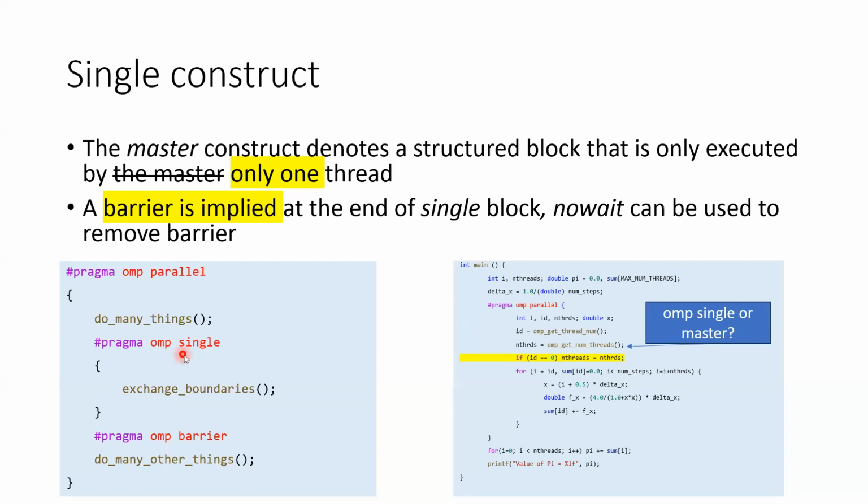So for a critical section implementation, you have a separate construct, critical. Critical is for all threads, single is for only one thread. Okay.